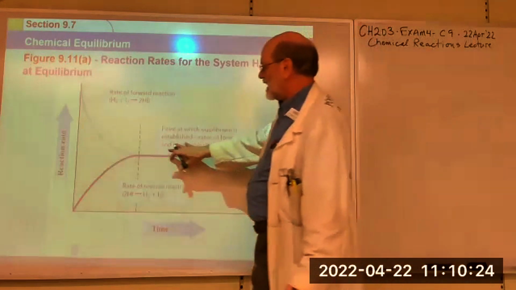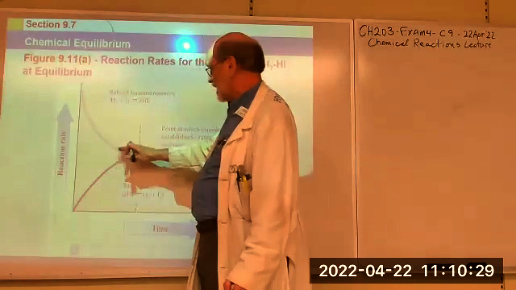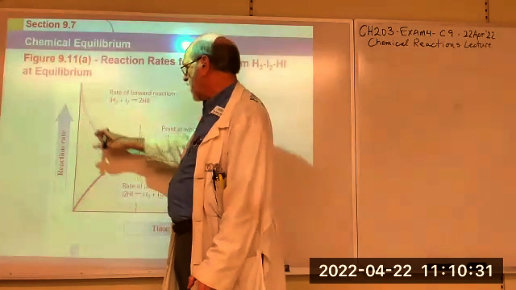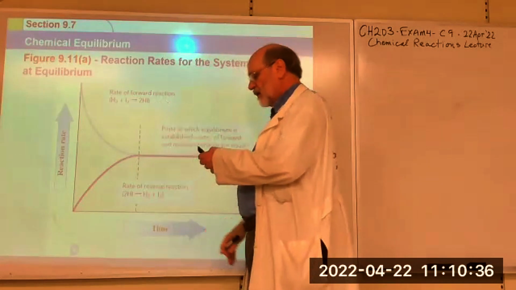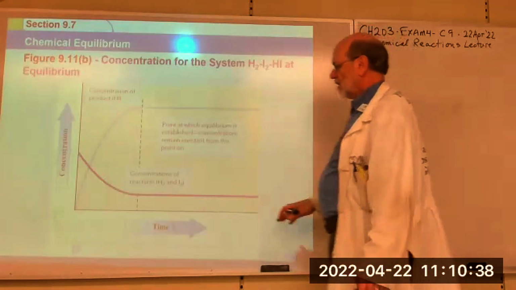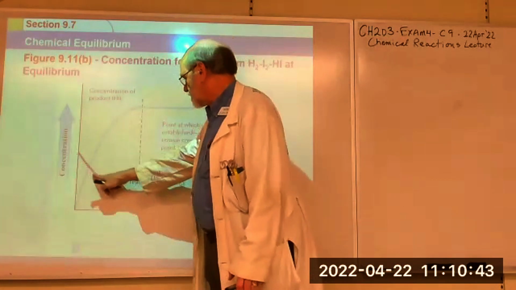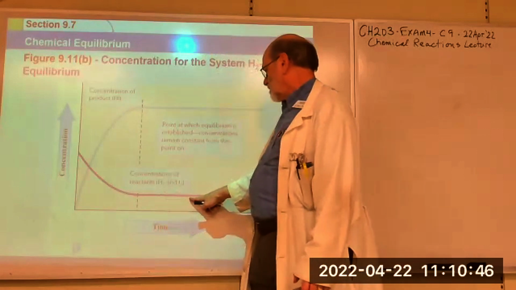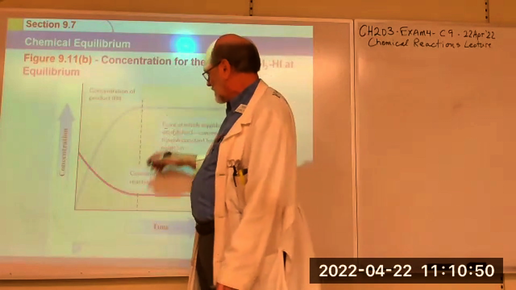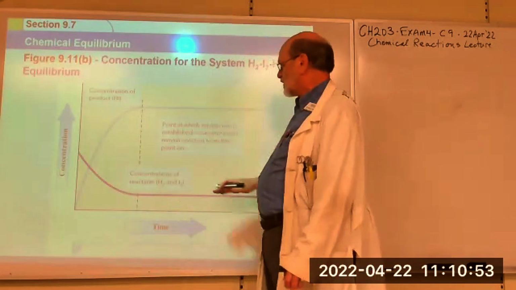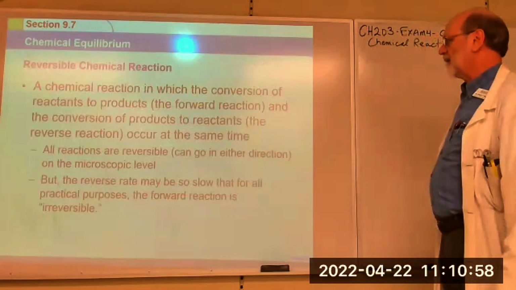This one was reaction rates. So the rate of the forward reaction is actually decreasing. I misspoke earlier. This reaction rate decreases, this reaction rate increases for that one versus this one. When you look at the concentration of the reactants and products, the reactants are decreasing as you produce products. Right? And at some point, it appears that their concentrations are stable and don't change.